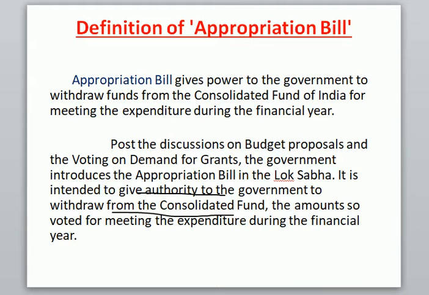Once the bill is approved by the Lok Sabha, then what happens? It gives the ruling government, the present government, the authorization so that they can take money from the Consolidated Fund of India. The amount of money that is voted, that much expenditure they can do. Remember this. The amount so voted for meeting the expenditure during the financial year could be withdrawn from the Consolidated Fund of India. Fine. So this is one terminology that we have learned today.